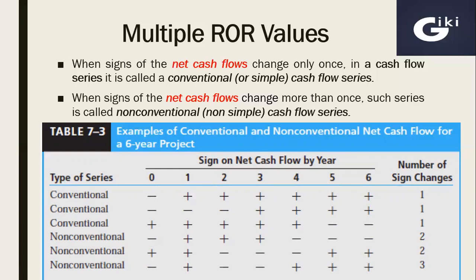And I expect that the difference between simple and non-simple, or conventional and non-conventional, cash flow series is clear to you now. If the sign is being changed only one time, this is a simple cash flow series. If the sign changes more than once, the cash flow series is known as non-conventional.